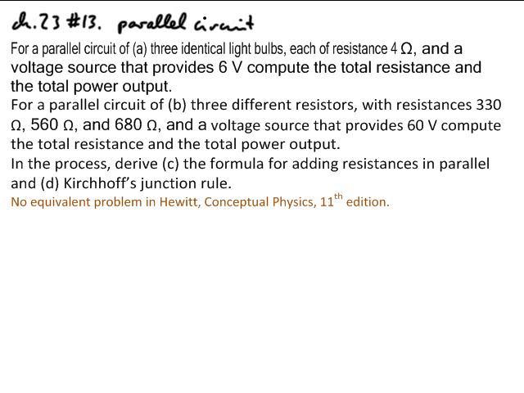So it says, for a parallel circuit of three identical light bulbs, each of resistance 4 ohms, and a voltage source that provides 6 volts, compute the total resistance and the total power output. And I'll be looking at the other parts later on. So here's the parallel circuit for the 3 light bulbs.